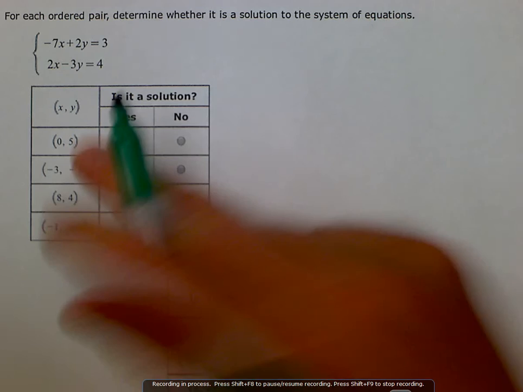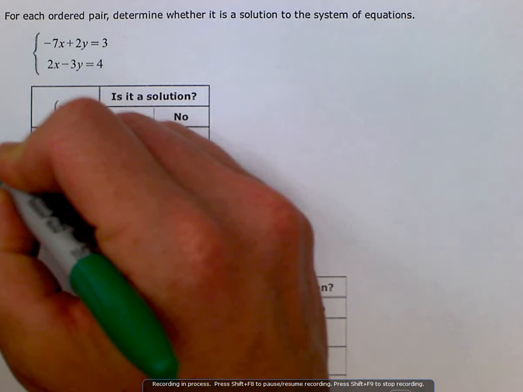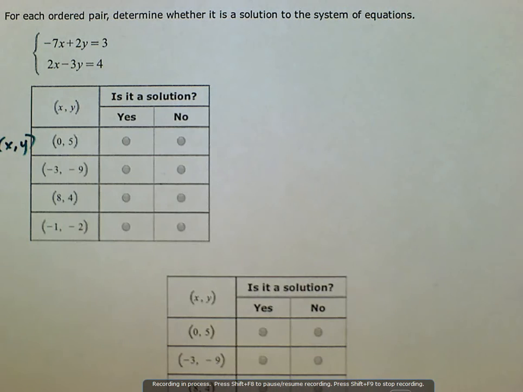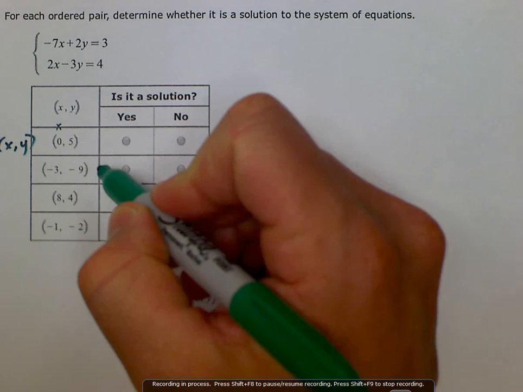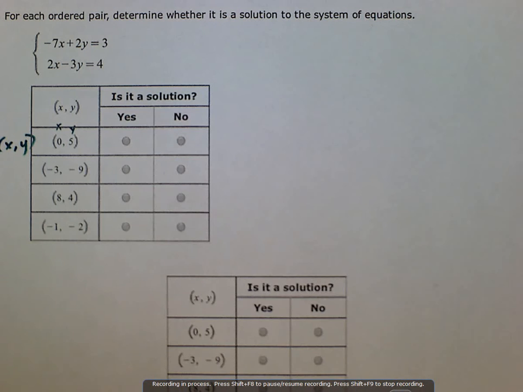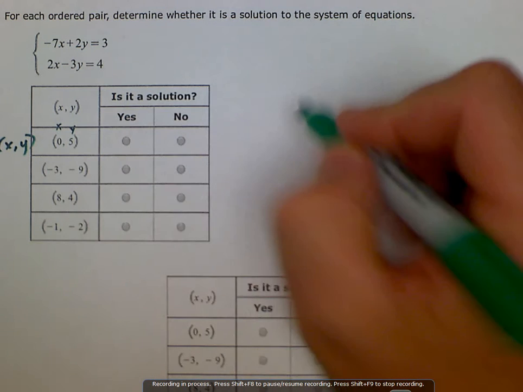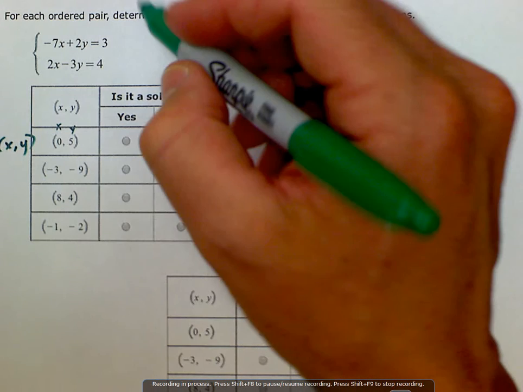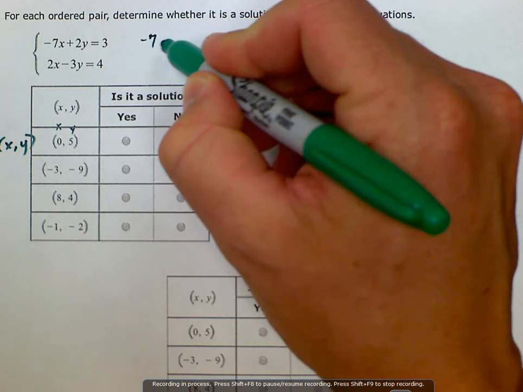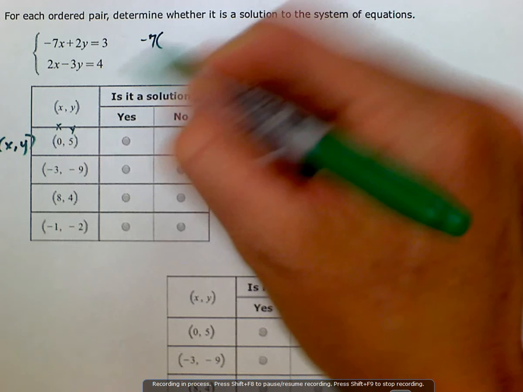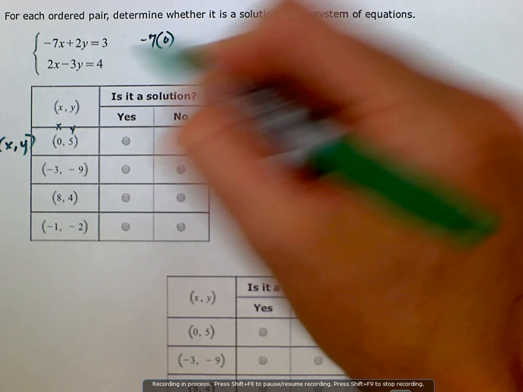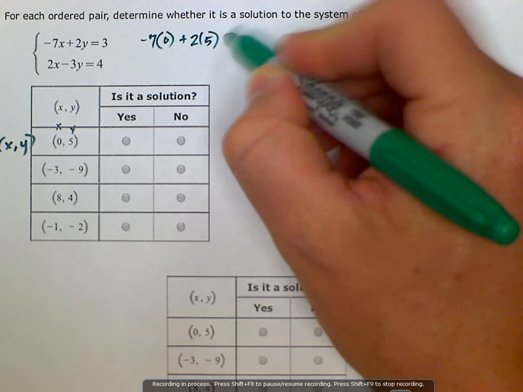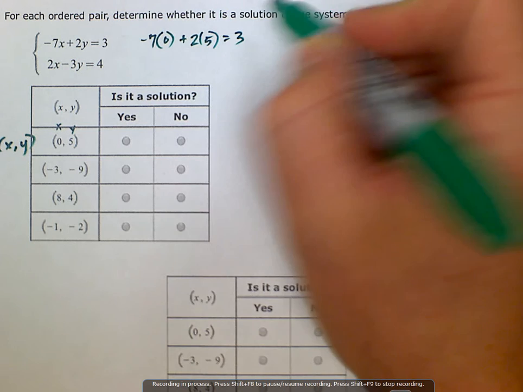This is an xy value, so let me put that here. This is an xy coordinate. So my x value is 0 and my y value is 5. What I would need to do is plug it in to both equations to see if it gives me a true statement. So up here I have -7 times x, which is now 0, plus 2 times y, which is 5. Is it equal to 3? We can put a little question mark there.